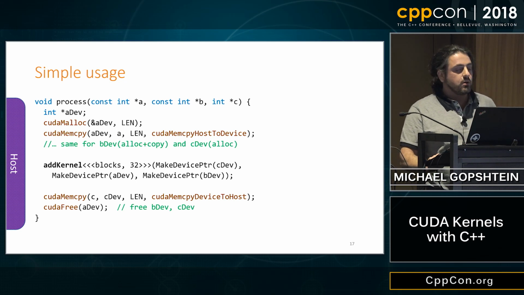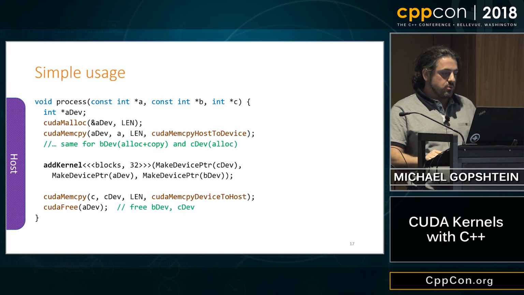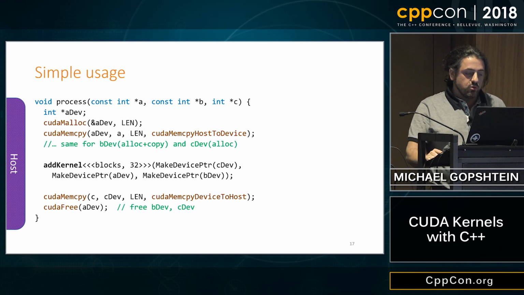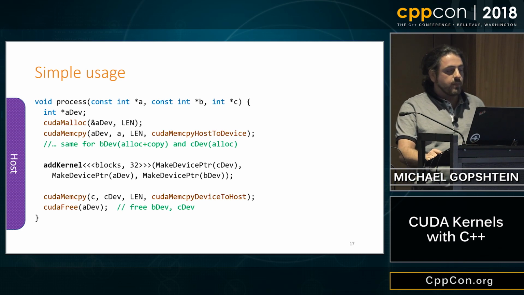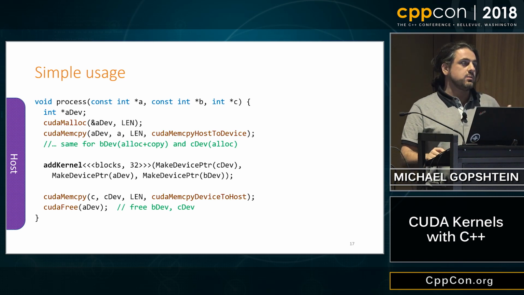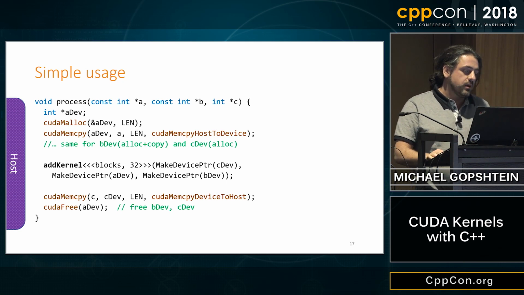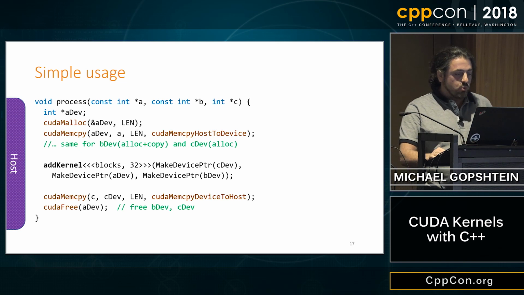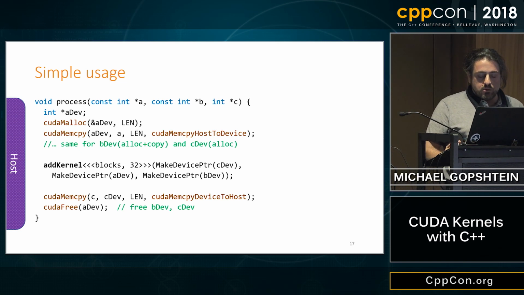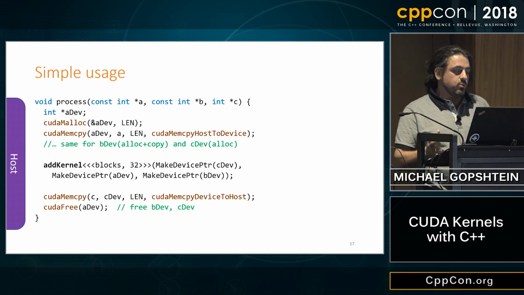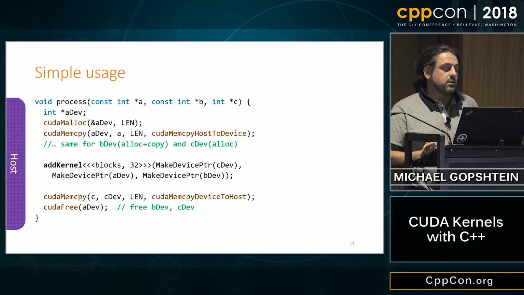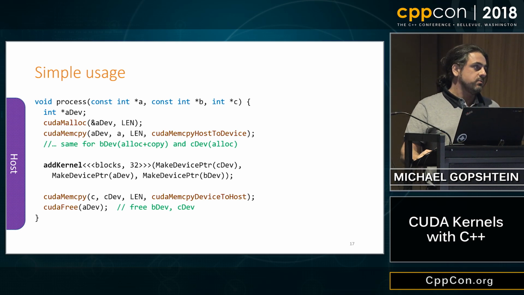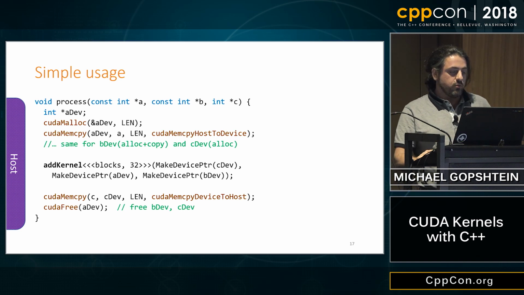Like in this example, we can have a process function which gets the pointers to the input data and the pointer to the place where we want to store the result, the C. And then we start from A. We allocate memory on the GPU with CUDA malloc. Then we copy the input memory of A to the GPU with CUDA memcopy. And you may note the last parameter to the function, it's CUDA memcopy host to device. So we need to specify which direction the copy is, either from host to device or from device to host. And then we'll do the same for vector B, and we'll also allocate memory for vector C.